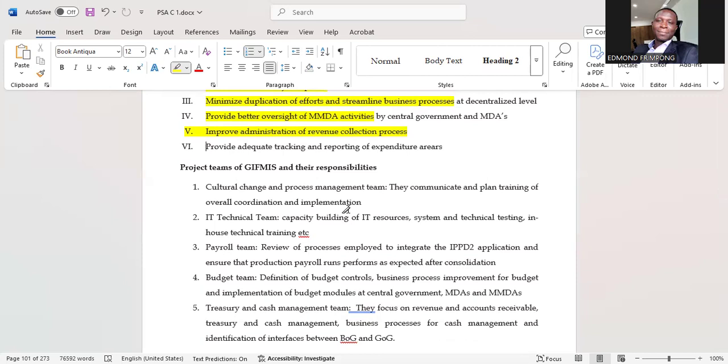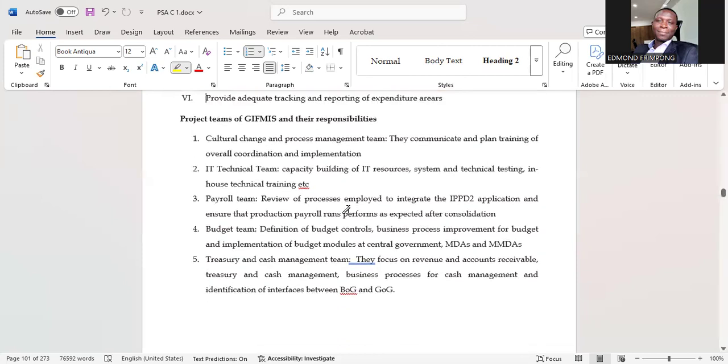Before any project is implemented, this project has got a number of teams. So we are going to look at the project teams of Gifmis and their responsibilities. The first team is the cultural change and process management team. What do they do? These people have to disseminate information or communicate and then plan training, and handle overall coordination and implementation of the Gifmis platform.